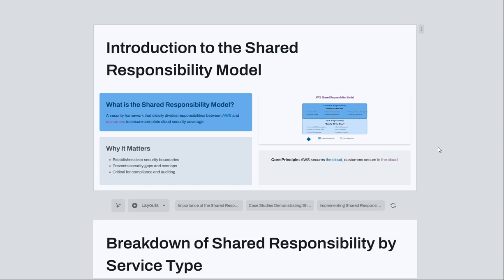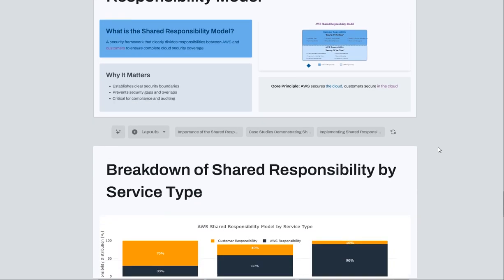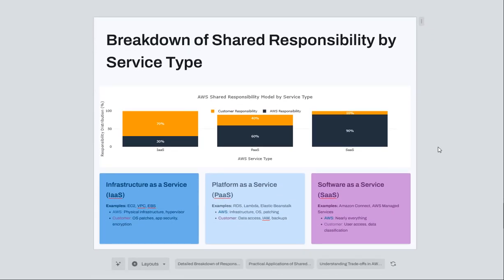So why does it matter? It establishes clear security boundaries within the AWS cloud: who is going to do what. It prevents security gaps and overlaps, and is critical for compliance and auditing. The model separates what needs to be done by AWS and what needs to be done by the customer.